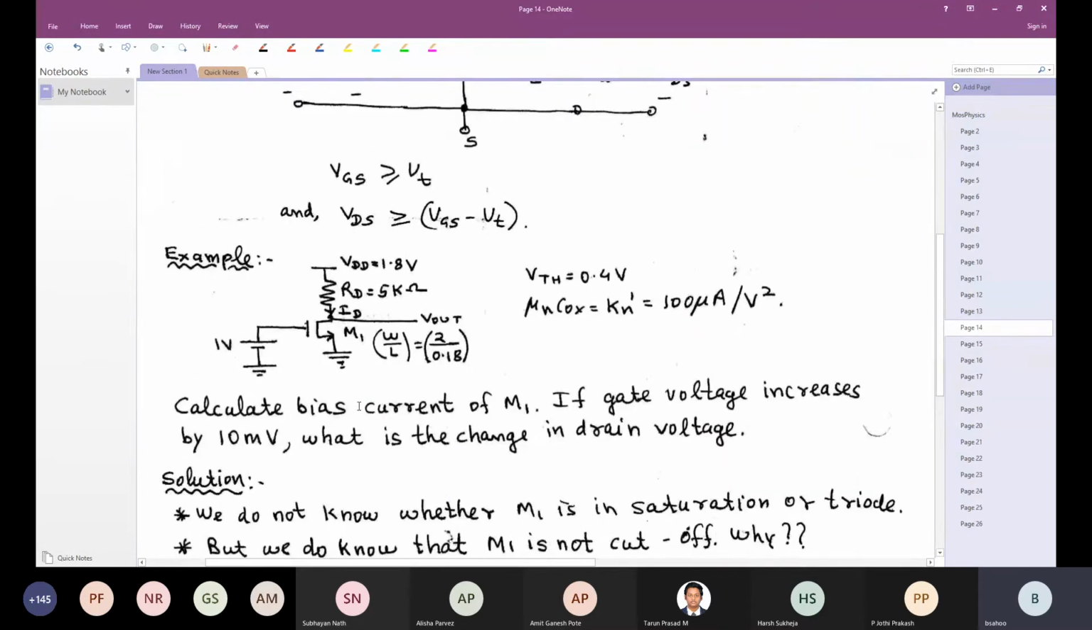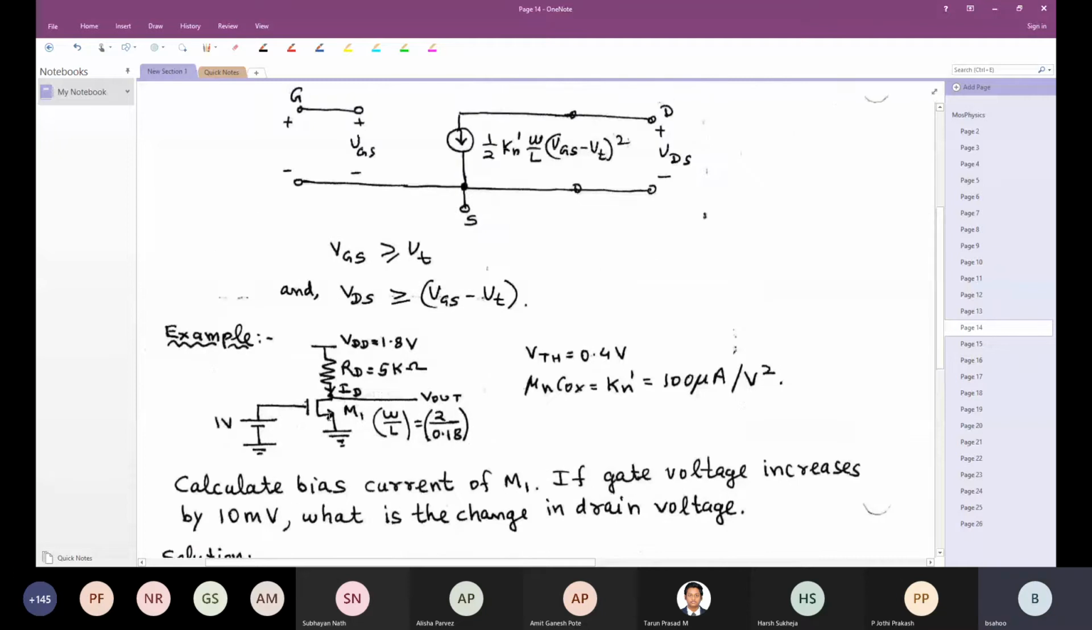Now let's take an example. If I have this circuit, calculate the bias current flowing through this transistor. How do you calculate this? I have a voltage of 1 volt here, the gate source voltage is 1 volt. I've given the threshold voltage as 0.4. I've given you the aspect ratio over here, and we have given you the process transconductance parameter.